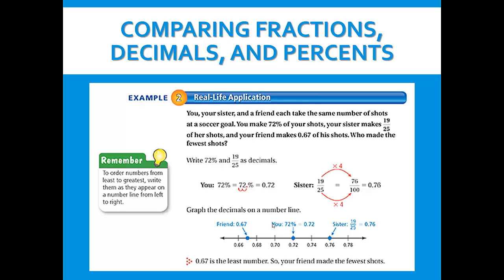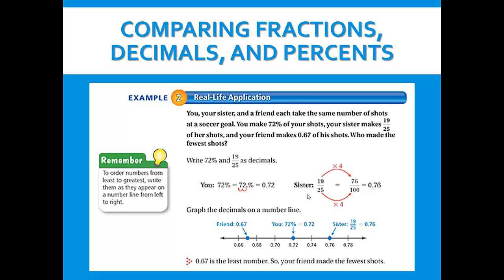So what we're going to do is we're going to write 72% and 19/25 as decimals. First we'll start with you. You had 72% of your shots. So if we're going to write 72% as a decimal, our decimal, since there isn't one, would be after the 2, and we'll move it 2 places to the left. So 1, 2, we'd put it in front of the 7, which would give you 0.72 or 72 hundredths.